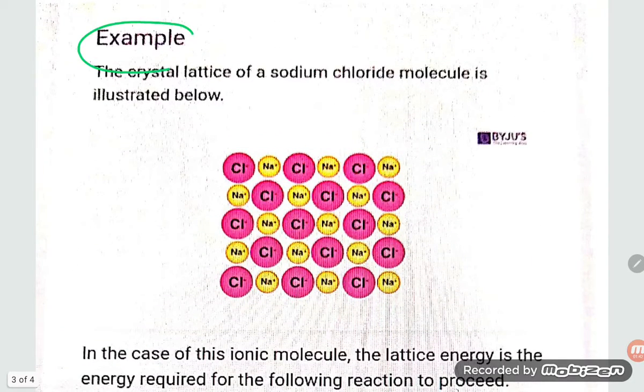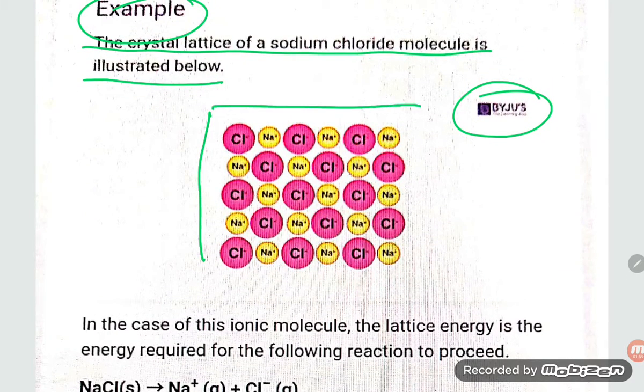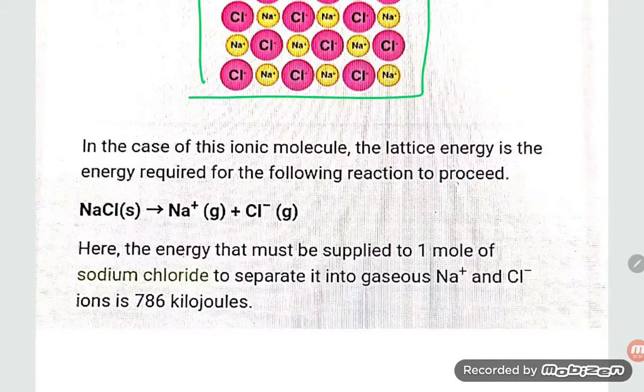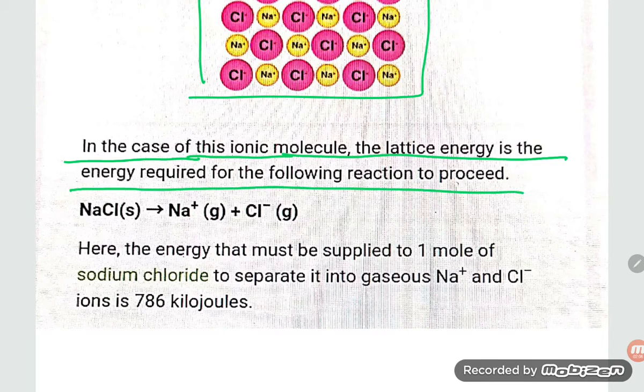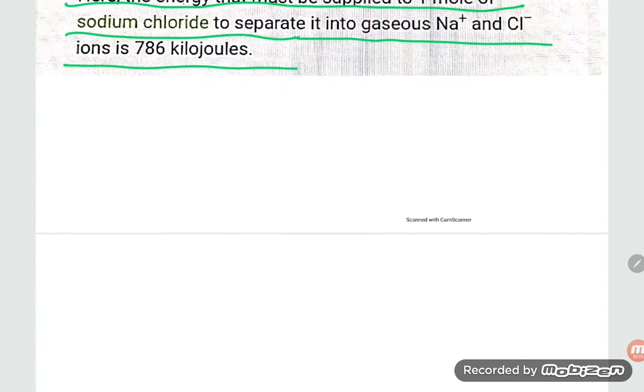For example, I have taken an example from Byju's site. The crystal lattice of a sodium chloride molecule is illustrated below. So this is the sodium chloride lattice. In the case of this ionic molecule, the lattice energy is the energy required for the following reaction to proceed: NaCl gives Na plus gas and Cl minus gas. The energy that must be supplied to 1 mole of sodium chloride to separate it into gaseous Na plus and Cl minus ions is 786 kilojoules.